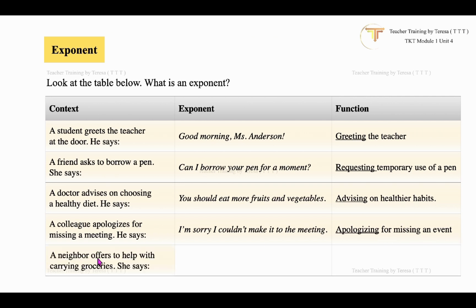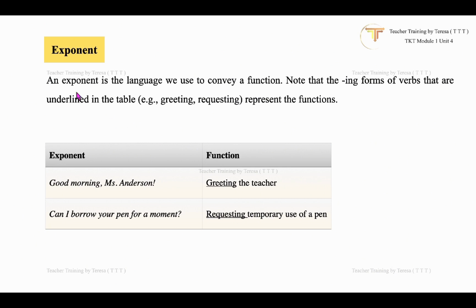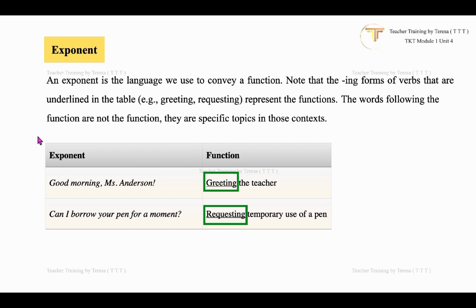A neighbor offers to help with carrying groceries. She says, "Do you need help carrying those bags?" Offering assistance. An exponent is the language we use to convey a function. Note that the -ing forms of verbs that are underlined in the table, for example, greeting, requesting, represent the functions. The words following the function are not the function, they are specific topics in those contexts.